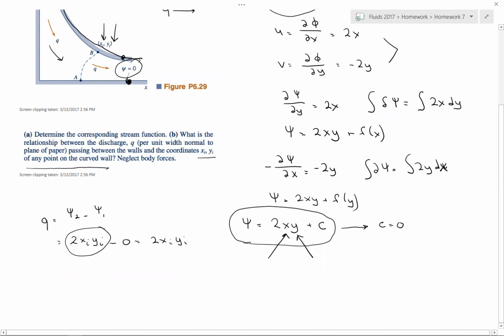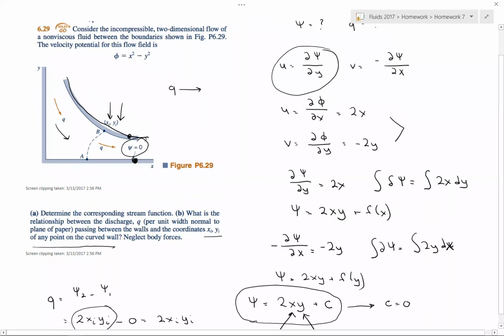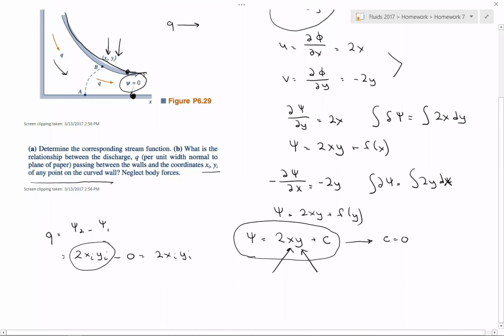Okay. If it were backwards, oh, that's a great problem. If it were backwards and let's say Q was negative, going in the negative direction, then it would be 0 minus 2xiyi. Put this in my notes. All right. Other questions? Want to go on?